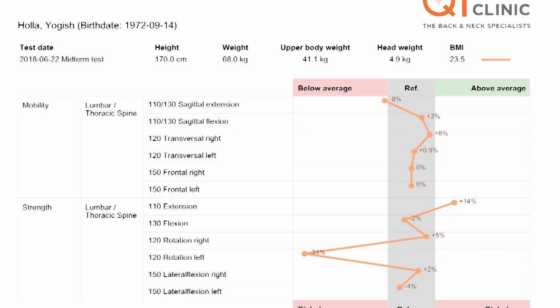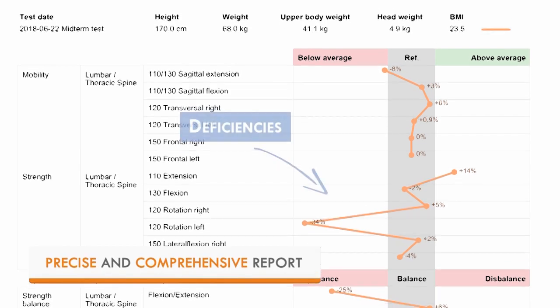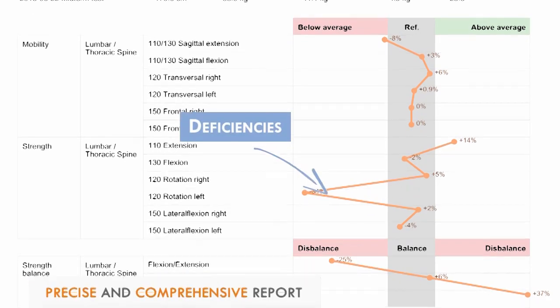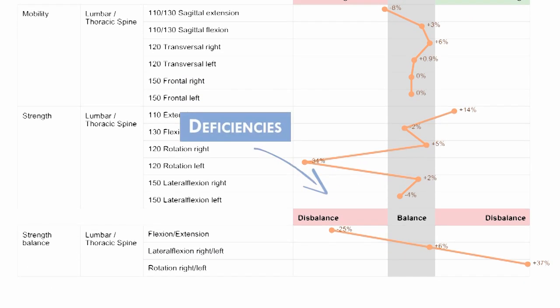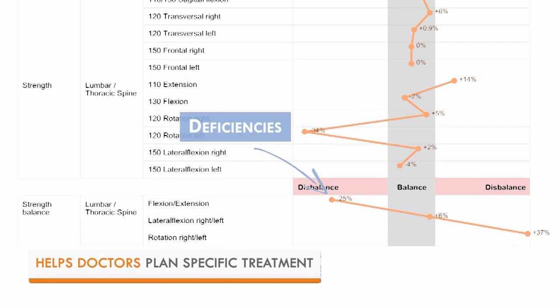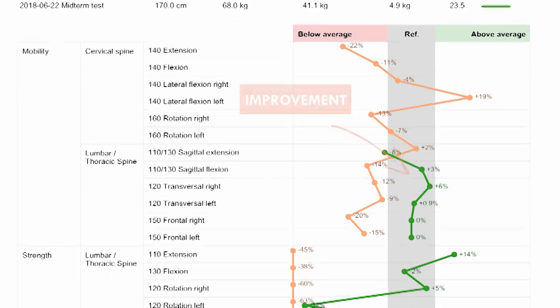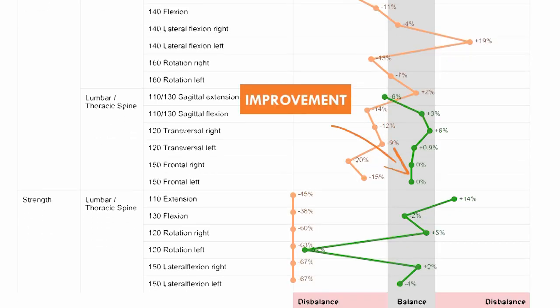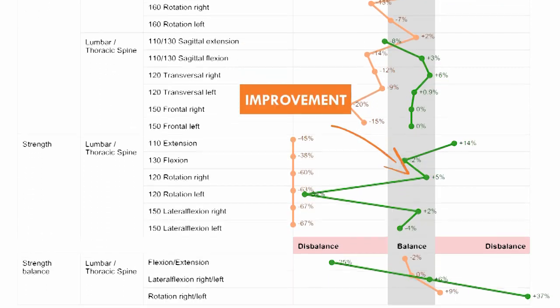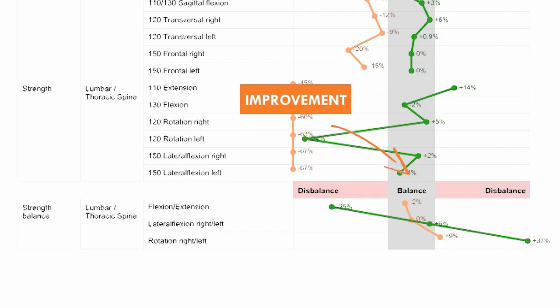Thus, a composite functional profile of the spine is generated. This precise and comprehensive diagnosis of the deficiencies in muscles helps doctors identify the root cause of the back pain. Based on this, doctors devise customized, patient-specific and problem-specific treatment protocols to restore the spine function.